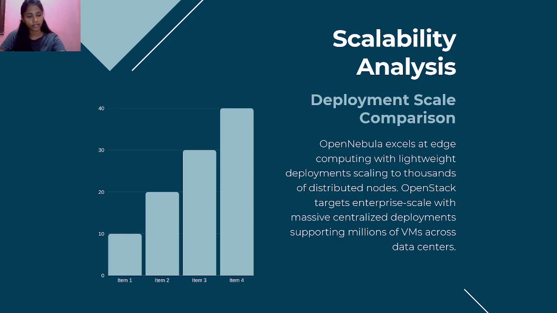And then scalability analysis. Here, this includes the deployment scale comparison. OpenNebula excels at edge computing with lightweight deployments, scaling to thousands of distributed nodes. OpenStack targets enterprise scales with massive centralized deployments, supporting millions of VMs across data centers.